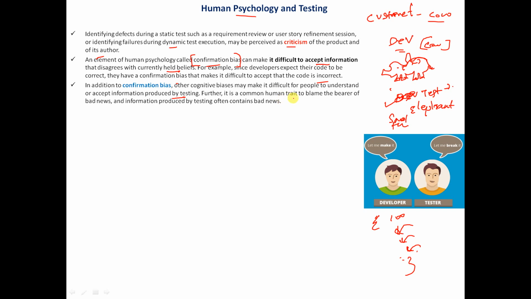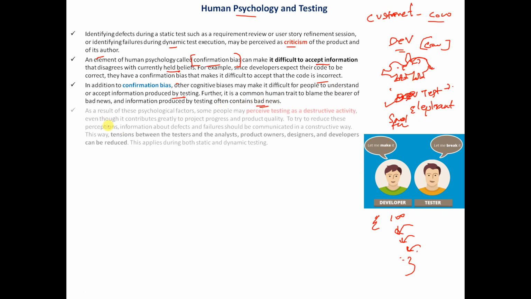Further, it is a common human trait to blame the bearer of bad news, and information produced by testing often contains bad news. Definitely, whatever you give is bad news for me, so it seems like you are completely blaming me. That would be the mindset. As a result of these psychological factors, some people may perceive testing as a destructive activity. So I'll think, I don't want this testing; without testing only, I can work properly. That would be the mindset.